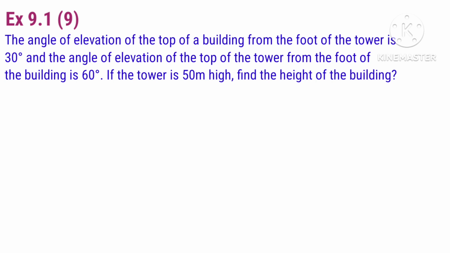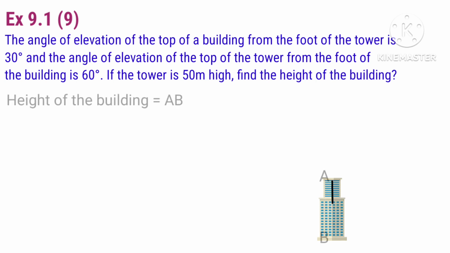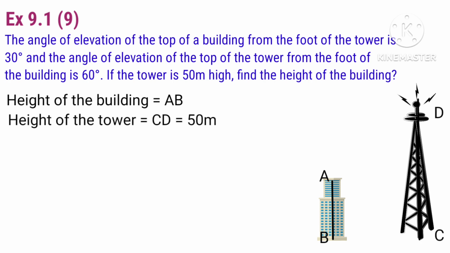So in the question, எப்படி நம்ம ஈஸியாக டயக்ராமாக ஃபார்ம் பண்ணலான்னு பார்க்கலாம். So let's take a building. அந்த பில்டிங்கை நம்ம ஏபின்னு மார்க் பண்ணிக்கலாம். Next we take a tower. அந்த டவரை நம்ம சிடின்னு மார்க் பண்ணிக்கலாம். Now they also given in the question that height of the tower is 50 meter. So here CD தான் 50 meter.